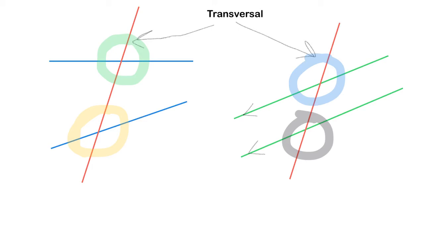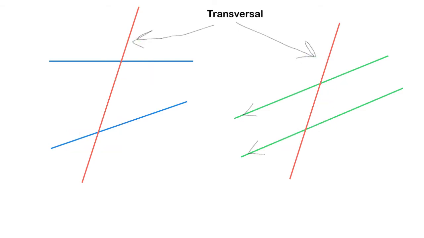All right, the second type that we're going to talk about today is called alternate interior angles. Let's think about that name. Alternate, that sort of means like opposite. Interior, meaning that they're on the inside. Alternate interior angles. All right, well, what are they opposite of? What are they on the inside of?